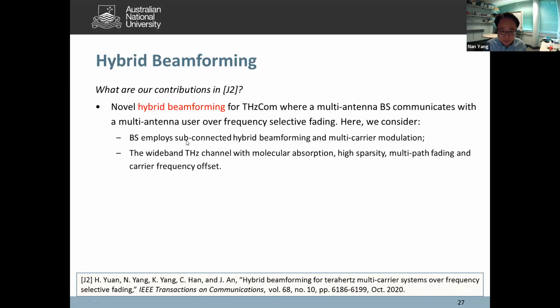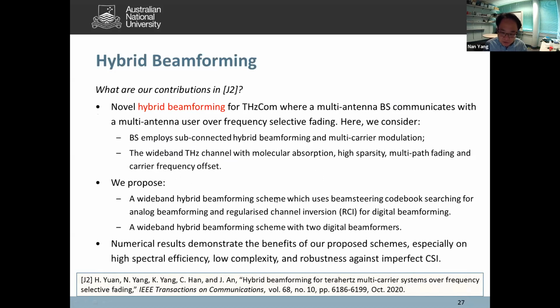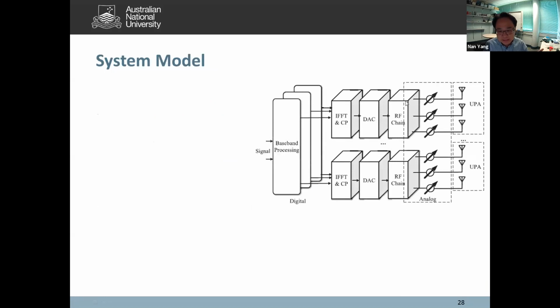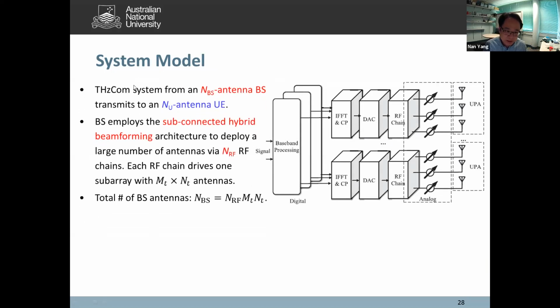The base station employs sub-connected hybrid beamforming and multi-carrier modulation. We also consider the wideband Terahertz channel with molecular absorption, high sparsity, multipath fading, and carrier frequency offset. In this case, we consider two beamforming schemes, and we will show the details later. So this is the system, the base station that we consider in our paper. We consider Terahertz communication from a multi-antenna base station to a multi-antenna user.